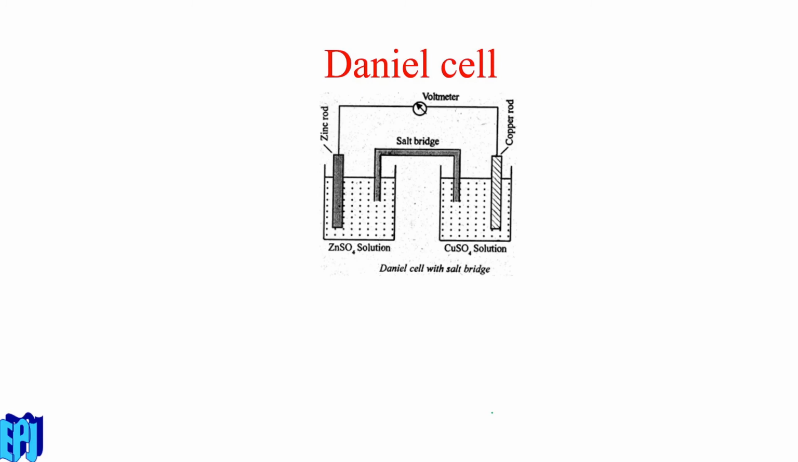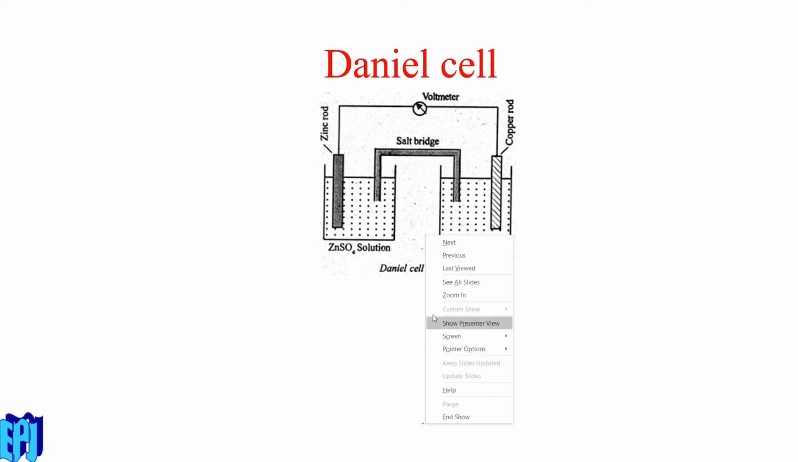Okay. Let us discuss what you mean by a Daniel cell. This is the pictorial representation of Daniel cell. You can see that there is a zinc sulfate solution, to which a zinc rod is dipped, which is kept on the left side. And the copper sulfate solution, to which a copper rod is dipped, is placed on the right side. Both the compartments, or both the half cells, are connected using a U-shaped tube, which is known as the salt bridge. You got it?